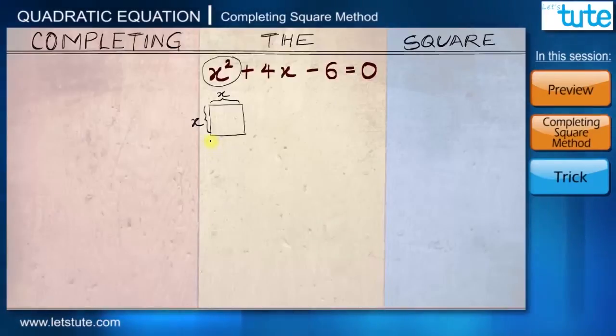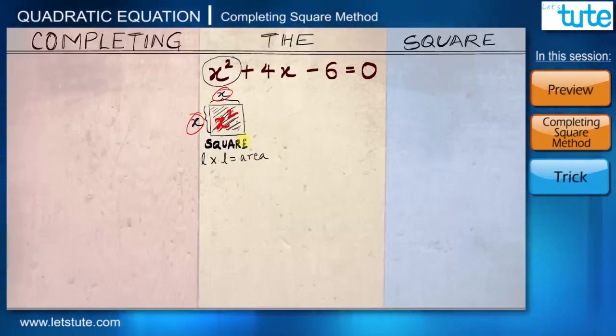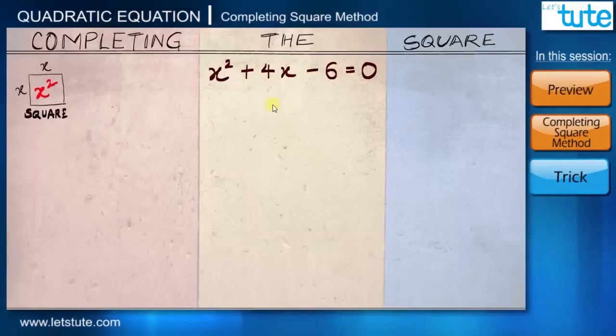And we know when length and breadth of a geometrical shape are same, we call it a square. So when we multiply them, all we get is an area. So x into x will give us x square. So the first term x square is nothing but the area of a square whose length is x and breadth is x. Now, 4x can be visualized like a rectangle whose length is x and breadth is 4.